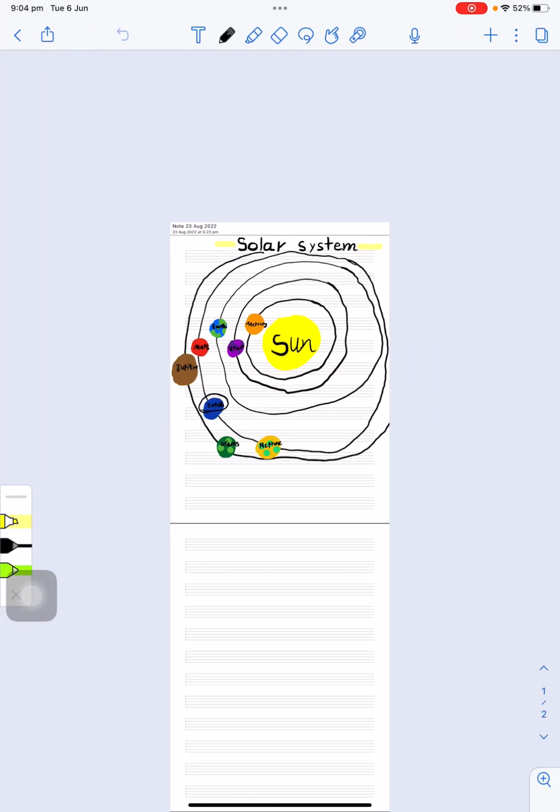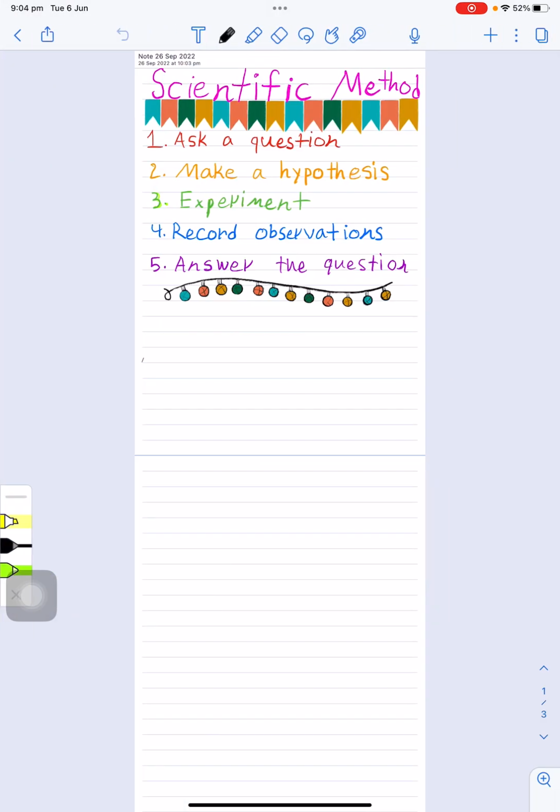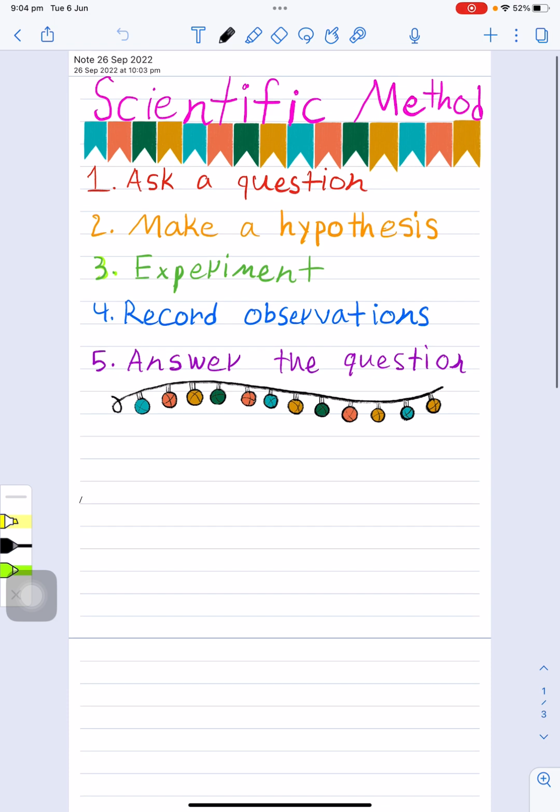And then I have the solar system right here. This was an old note which I've taken. And then there is the last one, which is the scientific method. Ask a question, make a hypothesis, and stuff like that.